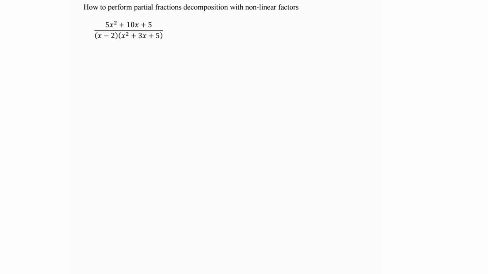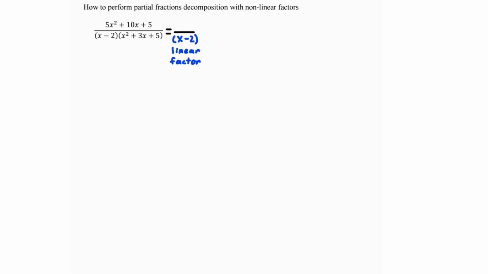Today's video: how to perform partial fraction decomposition with nonlinear factors. Take this example, 5x squared plus 10x plus 5 all over x minus 2 times x squared plus 3x plus 5. In the denominator, we have two factors, so we're going to have two different fractions.